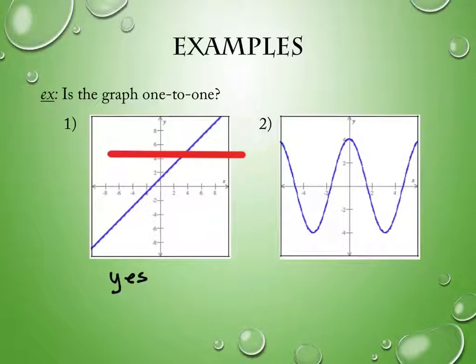How about on number 2? No. Every time I draw a horizontal line, I'm crossing multiple times, right? 1, 2, 3, 4, lots of times. And if the graph keeps going up and down, even more.